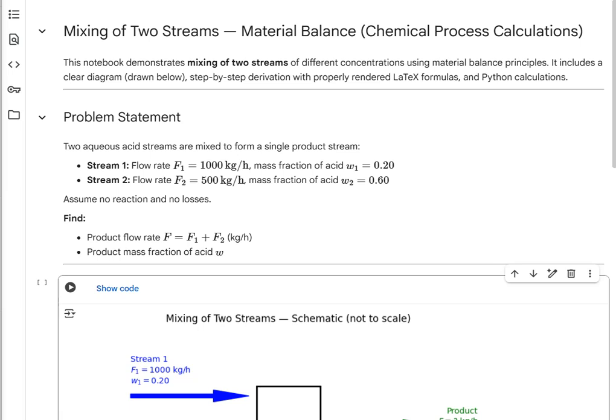In this video, we'll solve a classic chemical process calculation problem: mixing two liquid streams of different concentration using the material balance principle. I'll explain the equation, show the derivation, and then run the Python code to get the result, all inside Google Colab. Let's get started.